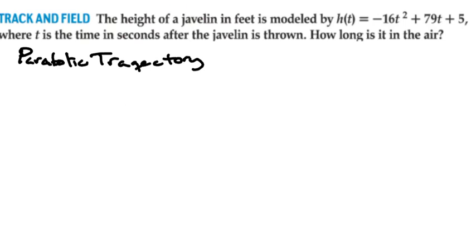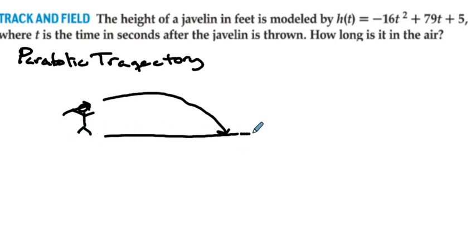So we are going to erase my crude drawing here. Well, actually, I should have left that, but that's okay. So it says that it's modeled by this. Let's think about what happens. You've got a dude over here, getting ready, and he's going to throw his javelin, and it flies, and then it comes down and hits the ground, so we'll just say about there. And they ask how long is it in the air. The total height of the javelin is modeled by this.